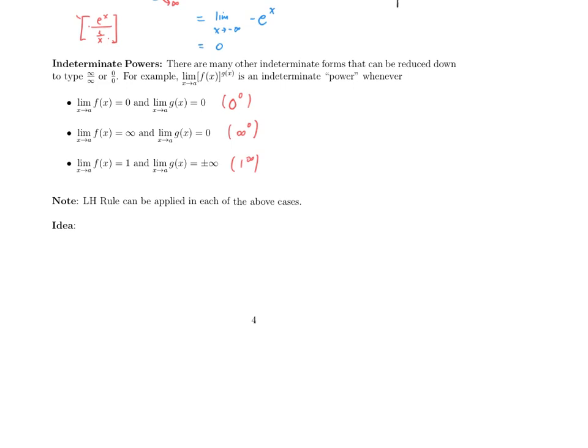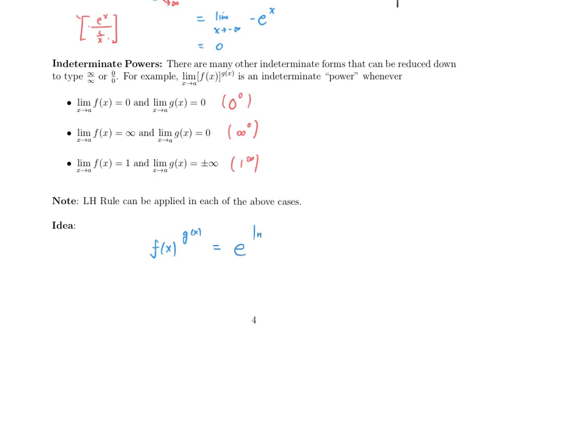And it turns out that in all three of these cases, we can algebraically rewrite f raised to the g of x and reduce it down to one of our previous indeterminate forms and apply L'Hopital's rule. And that algebraic simplification should not be a surprise. It's exactly how we would rewrite this if we were going to differentiate it.